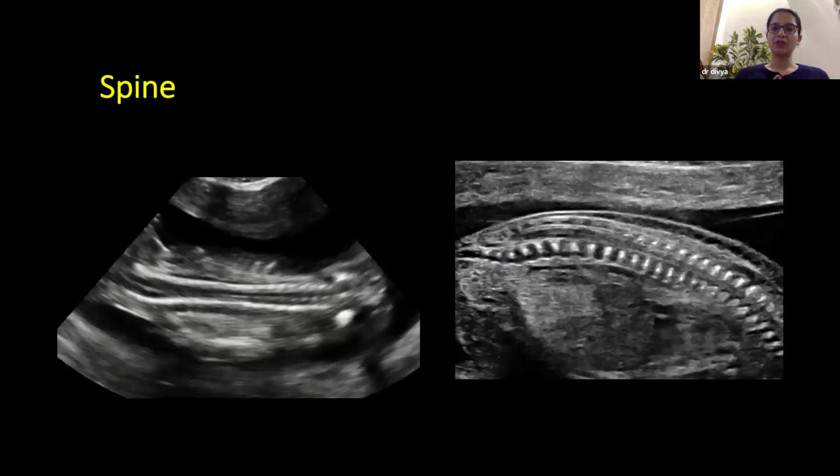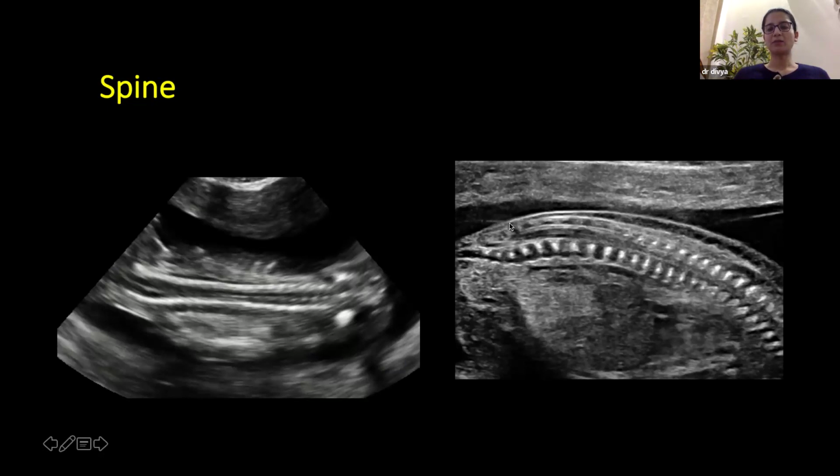Just as we see in the second trimester, in the first trimester, we can see the spine in the coronal plane, as we see here, the tram track appearance of the posterior arch elements, and we can see the spine for curvature abnormalities even in the first trimester. This is a sagittal section, again showing the vertebral bodies anteriorly and the posterior arch elements posteriorly.